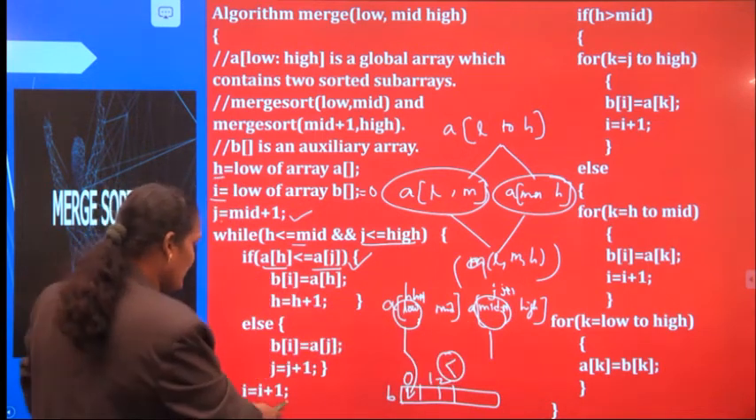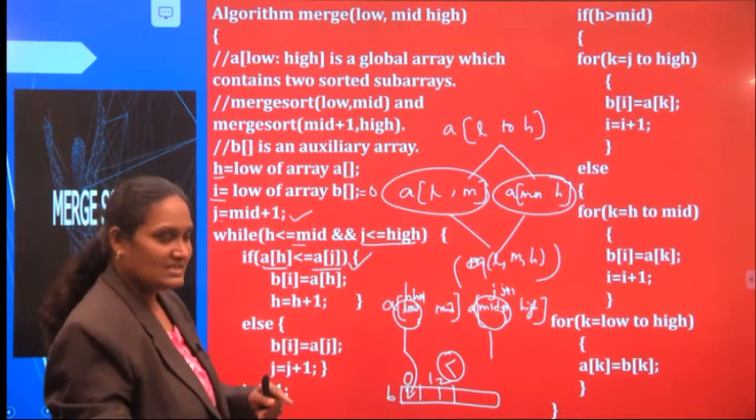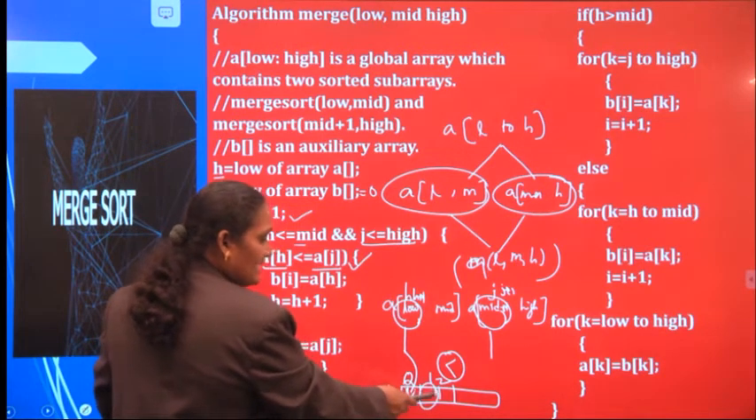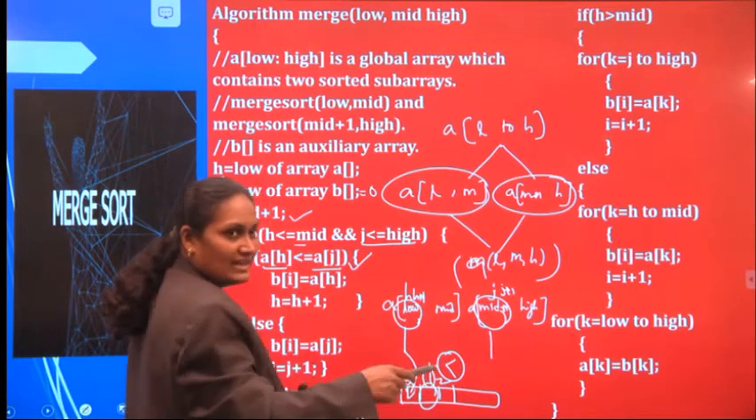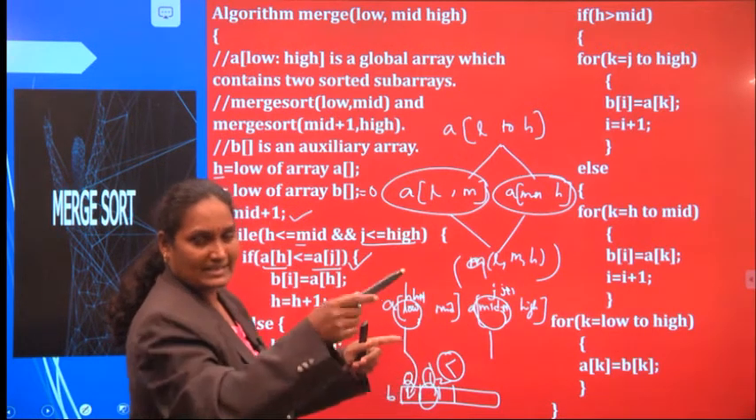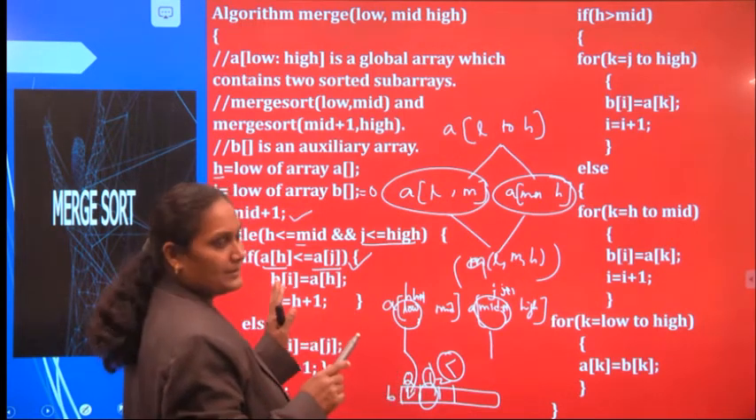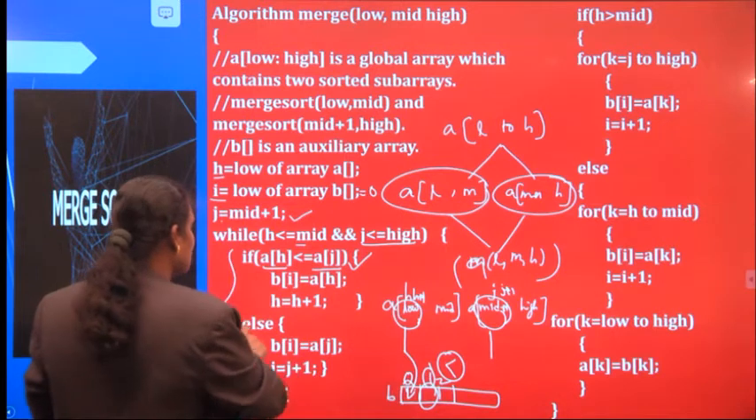Now always we need to increment the I value. Why? Because the first element is copied here, and we need to copy the next element to here. So if we increment the I value, it becomes 1. In that case only the next element can be copied to B of 1. So that's why we need to increment I. Now this process is repeated.